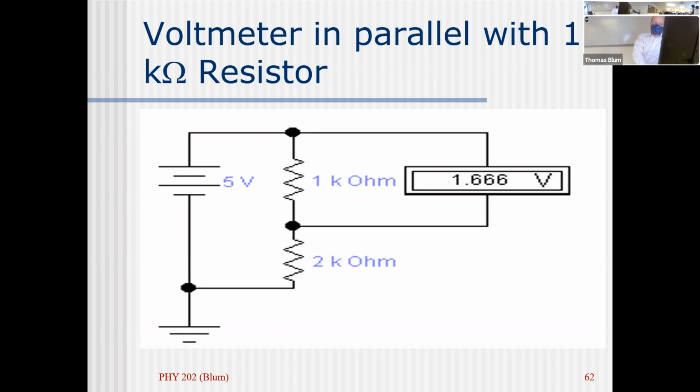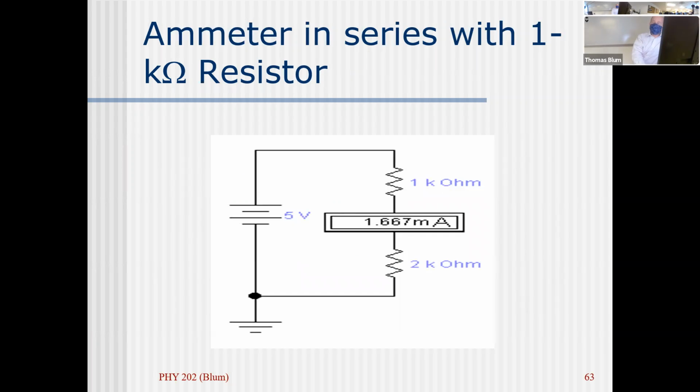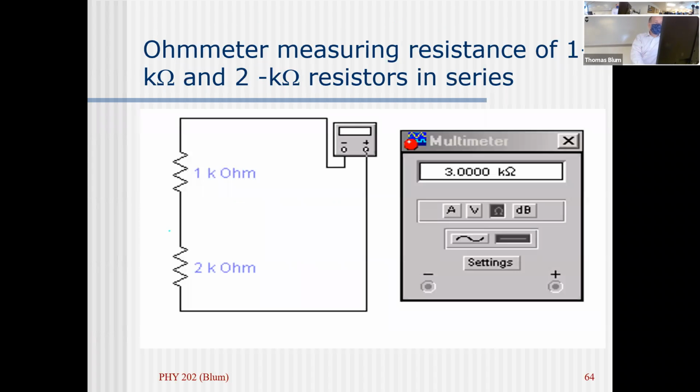So here I am with a voltmeter in parallel. Here is an ammeter in series. And then if I wanted to measure the resistance of those two resistors in series, I would remove the rest of the circuit. I would take away the battery, take away the ground, and just connect them to the multimeter.